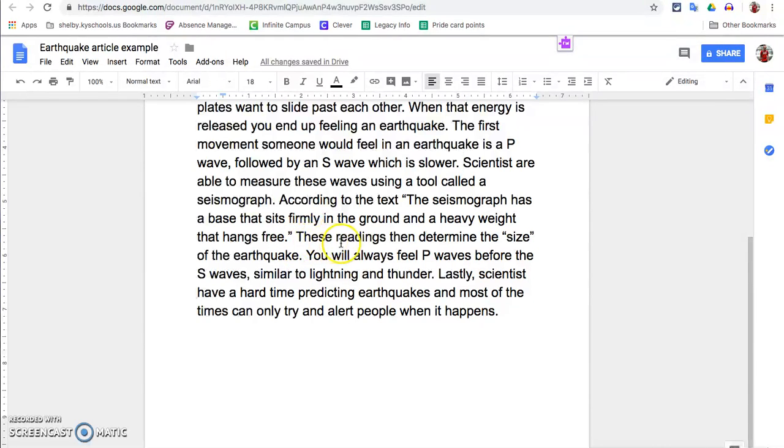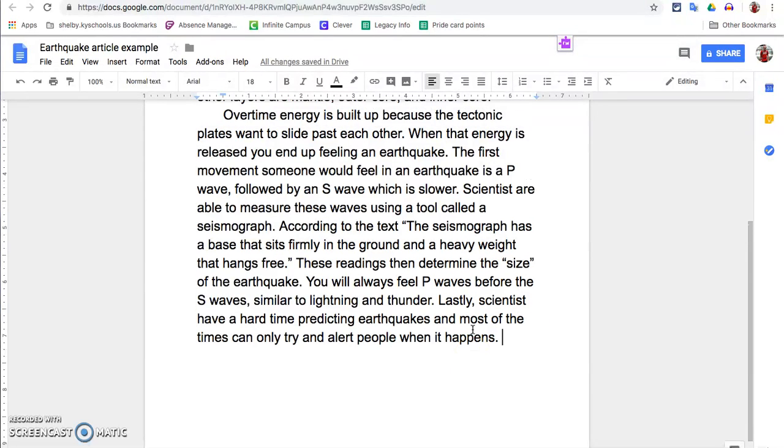They go on to say that these readings then determine the size of the earthquake. You always feel P waves before the S waves, similar to lightning and thunder. Lastly, scientists have a hard time predicting earthquakes, and most of the time can only try and alert people when it happens. So notice there's a transition word to indicate that I'm wrapping up my summary, and then of course finishing it.